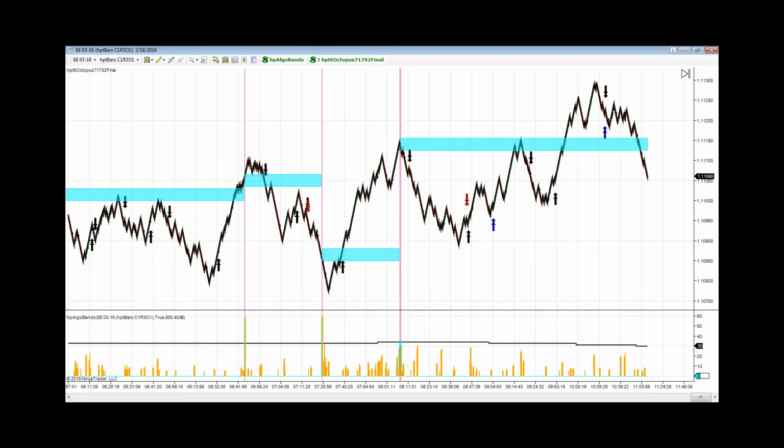Let me take a poll here real fast of everybody that's in the room. Right now we're running the NASDAQ with the algo bands. We're running the Russell by itself with the accelerator. We're running the crude oil with the accelerator as well.